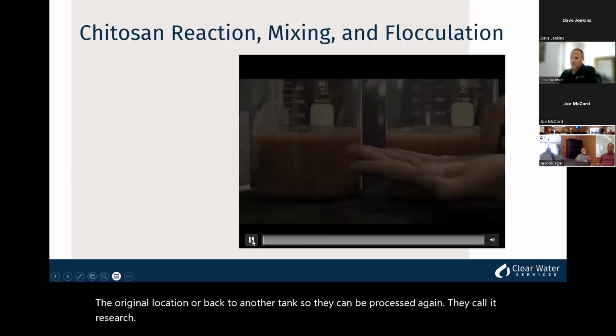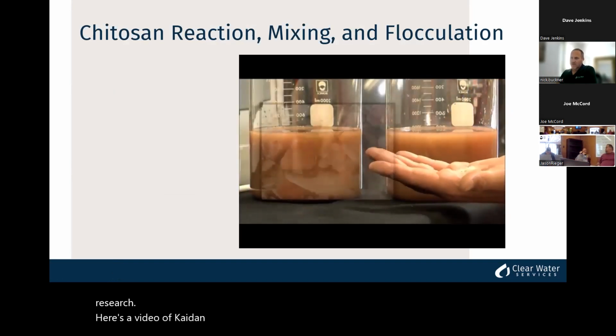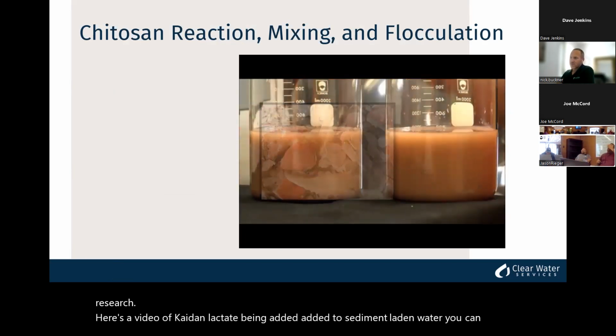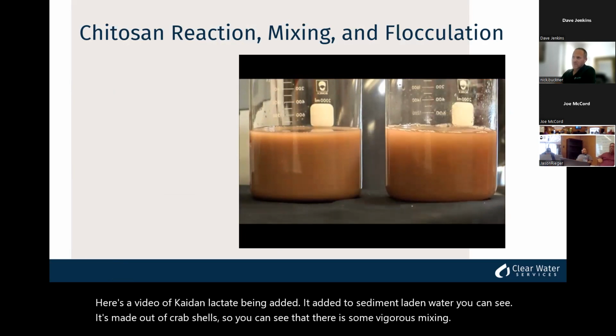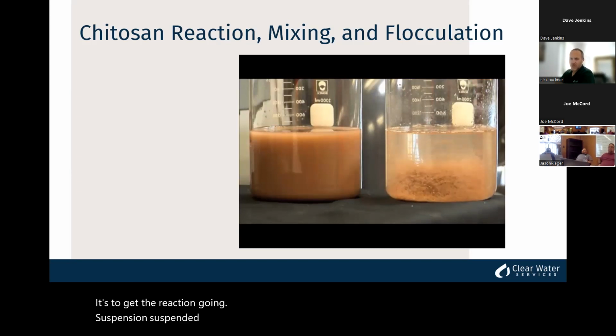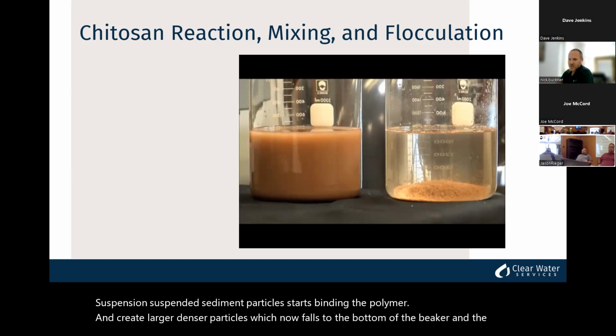So here's a video of chitosan lactate being added to sediment-laden water. You can see it's made out of crab shells. You can see that there is some vigorous mixing. It's to get the reaction going. Suspended sediment particles start to bind to the polymer and create larger, denser particles, which now fall to the bottom of the beaker.